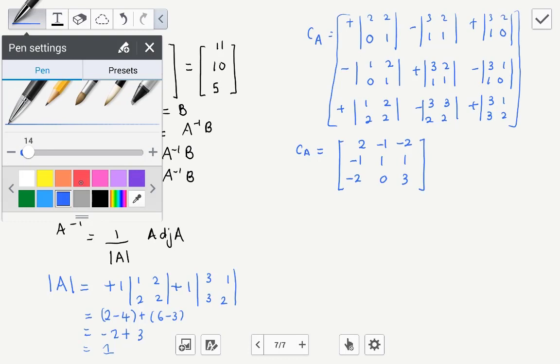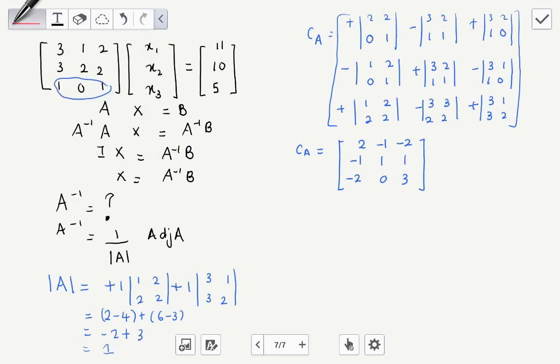But the formula is not on the cofactor. The formula is on the adjoint. So remember, students, how to find the adjoint. The adjoint of A would be the transpose of your cofactor. So we will be getting 2, negative 1, negative 2, followed by negative 1, 1, 0, followed by negative 2, 1, 3. Our aim is to find A inverse. The formula is 1 over determinant A, which is 1, multiplied with adjoint A. So copy your adjoint here.